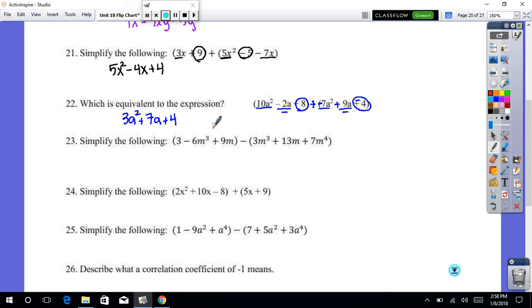Okay, and another one. Flip the sign. Change everybody over here. So negative 3m cubed, negative 6m cubed is negative 9m cubed. Yes, I am going for the highest exponent first. And I actually missed my negative 7m to the 4th.